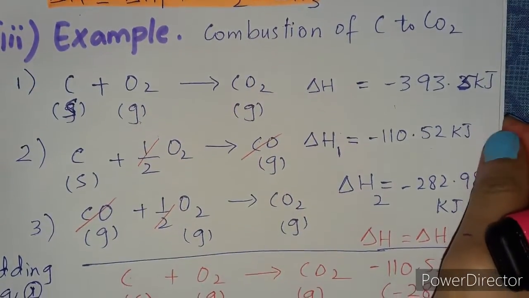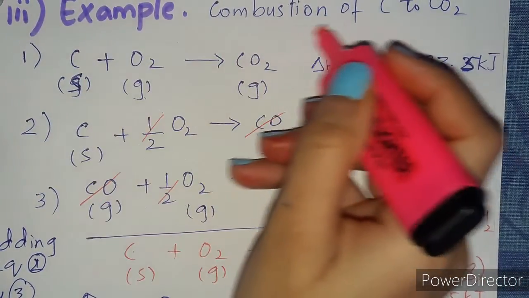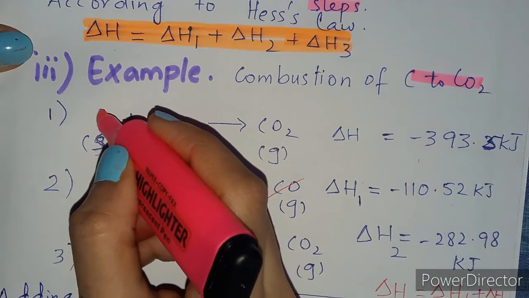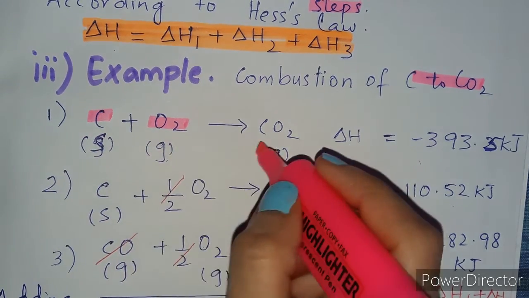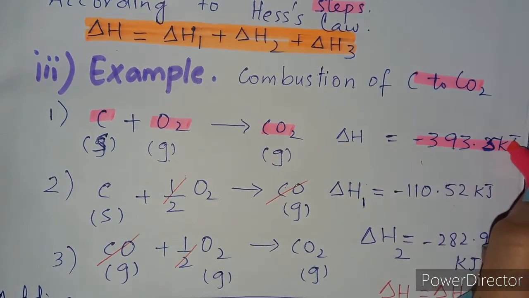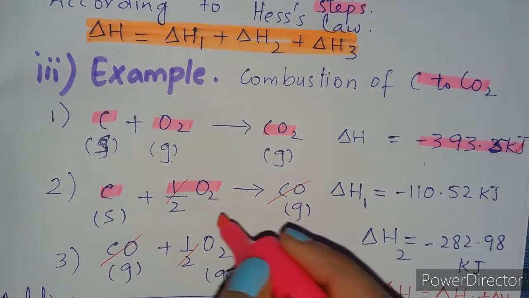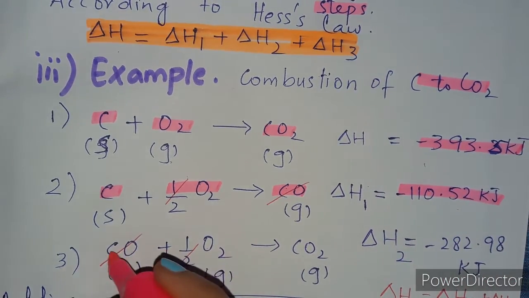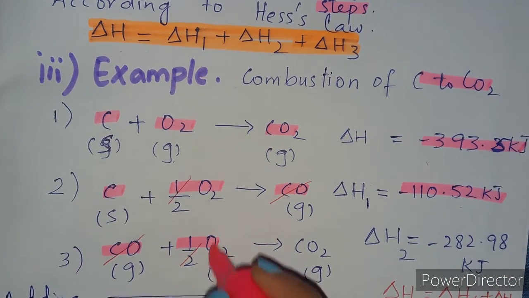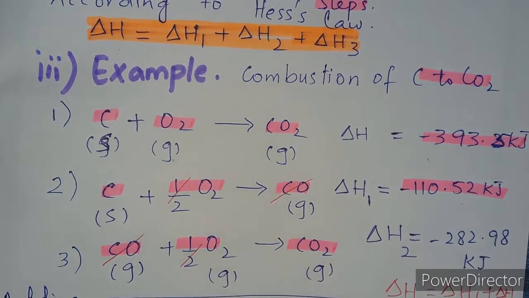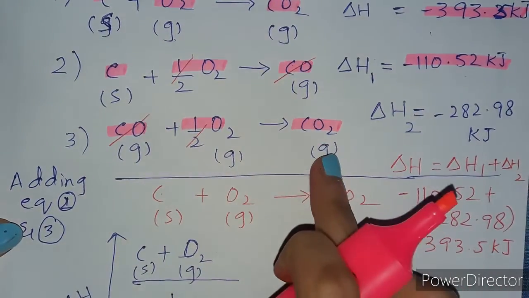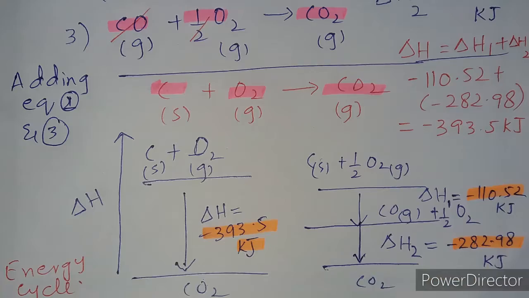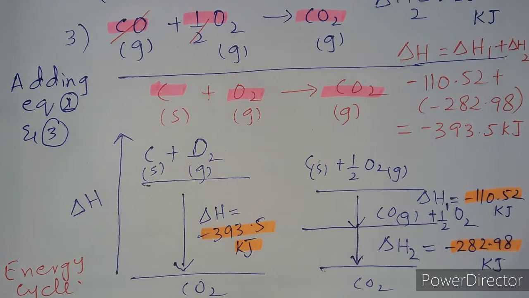And the example is like this: combustion of C to CO2. First reaction is carbon reacts with oxygen to give carbon dioxide. Enthalpy is this. And carbon with half of oxygen gives CO, carbon monoxide. Enthalpy is this. And carbon monoxide reacts with half of oxygen, gives carbon dioxide. And by adding equations 2 and 3 we get carbon plus oxygen gives carbon dioxide. And the energy diagram you can show like this.